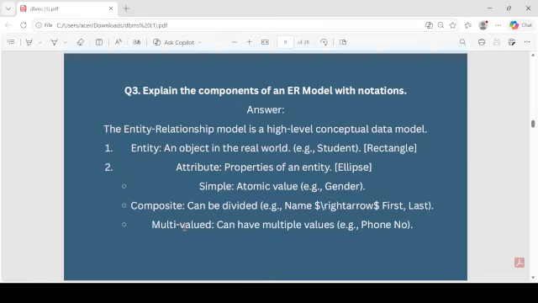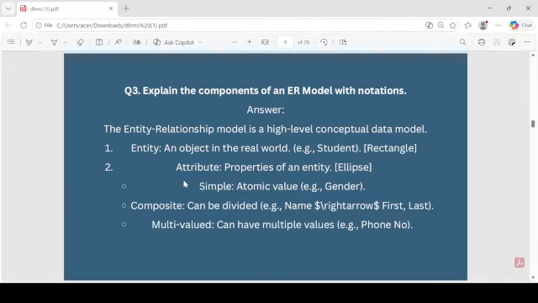The next question will be: explain the components of an ER model with notation. So let's talk about what an ER model is. ER model stands for entity relationship model. It is a very high-level conceptual data model where we represent the relationships between the entities.